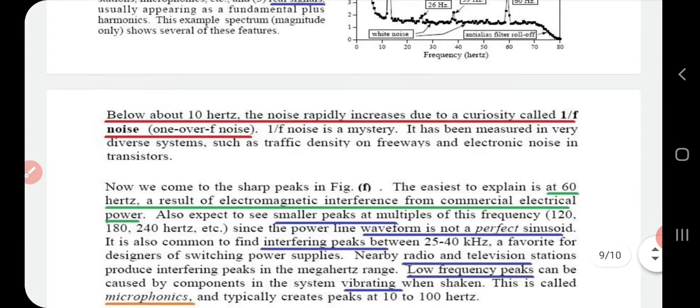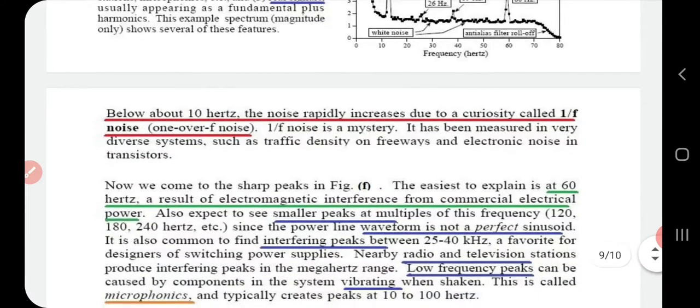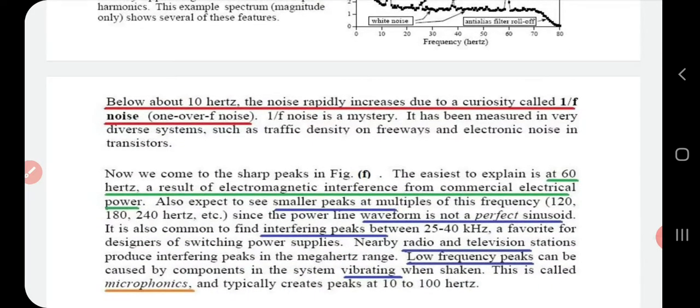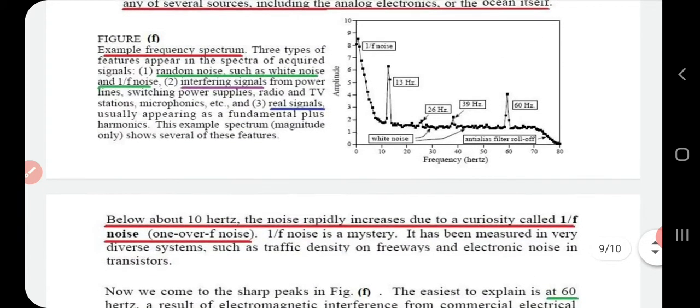And then we also can see some interfering peaks between 25 and 40 hertz, arising from nearby radio and television stations. And finally we can also see some low frequency peaks between 10 and 100 hertz, which arise from the vibration of components present in the system. These low frequency peaks are also called microphonics. So while writing about these noises, just refer to the figure and write.